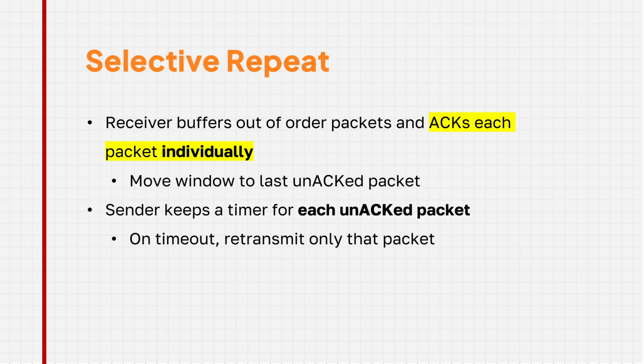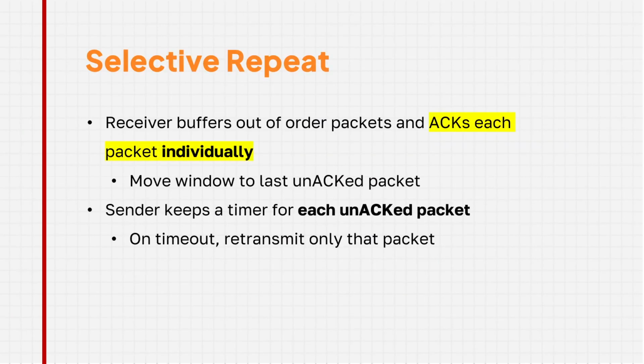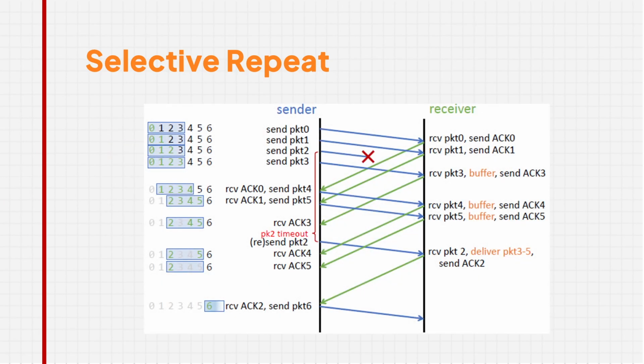it's important to note that the sender will keep a timer for each packet. Okay, previously for go back N, you just need to keep a timer for the last un-ACK packet. For here, you will have to keep track of a timer for each packet. Okay, thus it should look something like this. For example, packet 2 is lost. Then, if packet 2 times out, then you just need to resend packet 2. That's basically the goal of selective repeat.